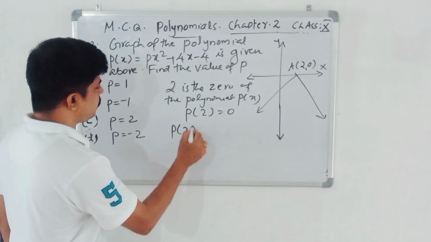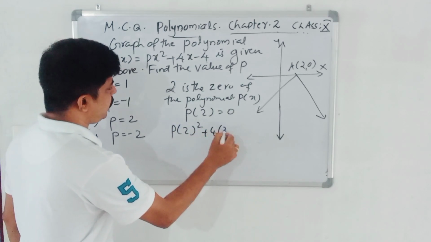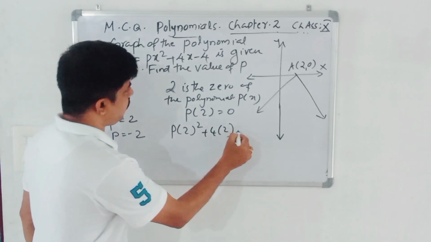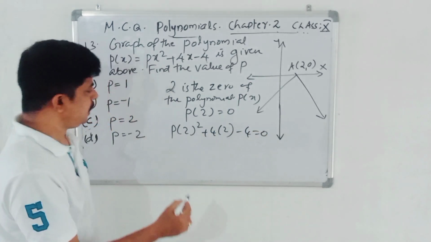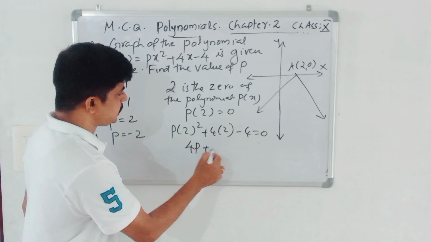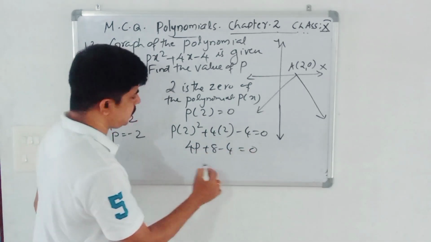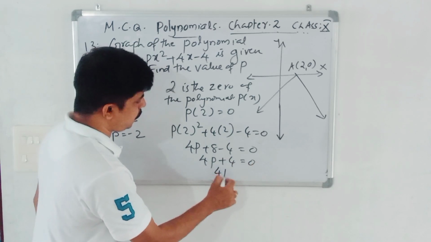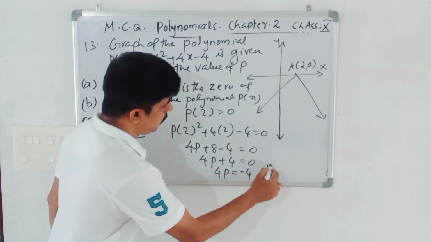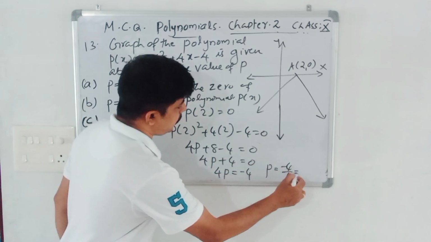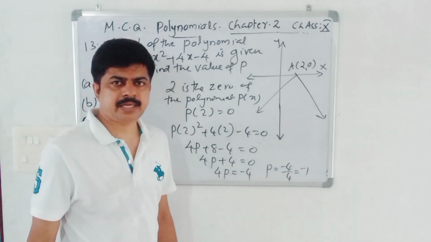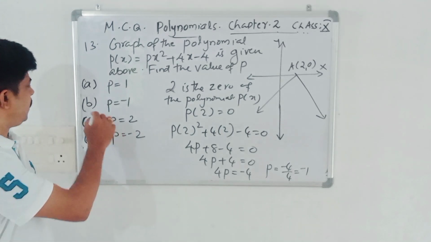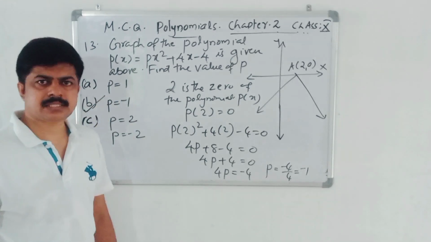p into 2 square plus 4 into 2 minus 4 is equal to 0. 4p plus 8 minus 4 is equal to 0. 4p plus 4 is equal to 0. 4p is equal to negative 4. p is equal to negative 4 by 4. p is equal to negative 1. The value of p is negative 1. Thus, option B is the right answer.